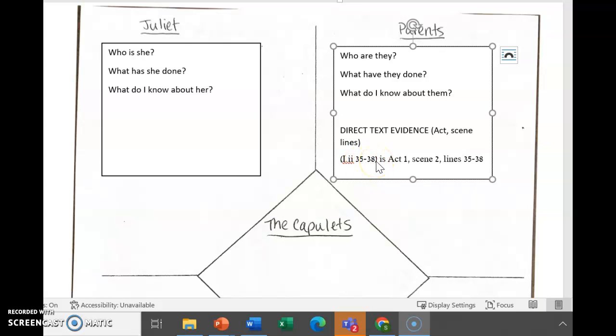So I'd encourage you to note, just generally speaking, the things we know about Juliet, the things we know about Lord and Lady Capulet, the things down here we know about Tybalt, the things we know about the nurse, and then the same thing for the Montagues.